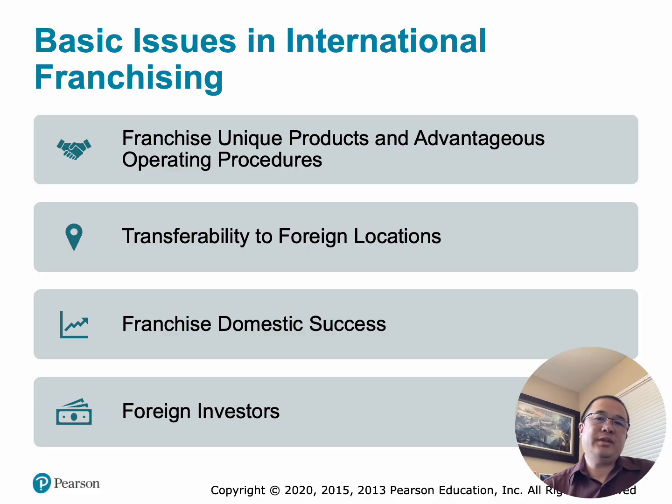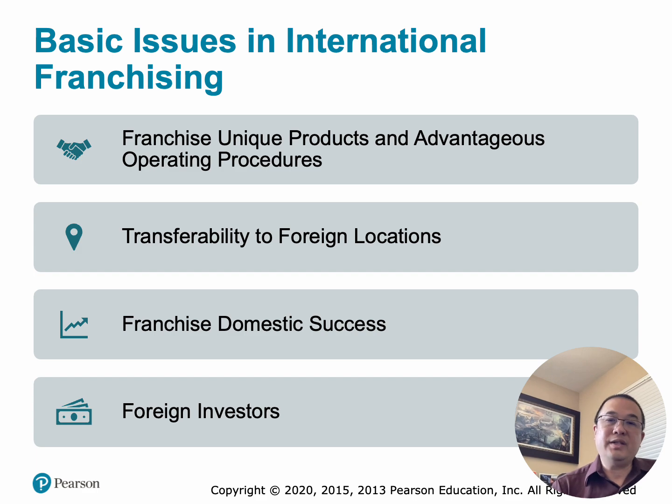Number two, transferability to foreign locations. The business model must be adaptable to different countries and cultures. Considerations would be local consumer preferences, language differences, religious restrictions, government regulations, and supply chain availability. So, for example, McDonald's adjusts its menu internationally. In India, there are no beef burgers. In Japan, there are teriyaki burgers. In the Middle East, there are halal products. A franchise that works only in its home country may struggle internationally.